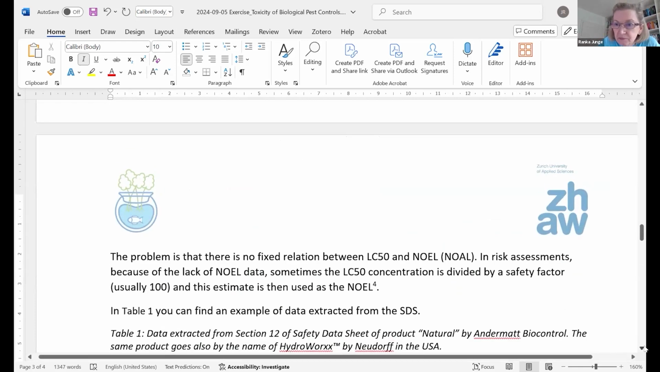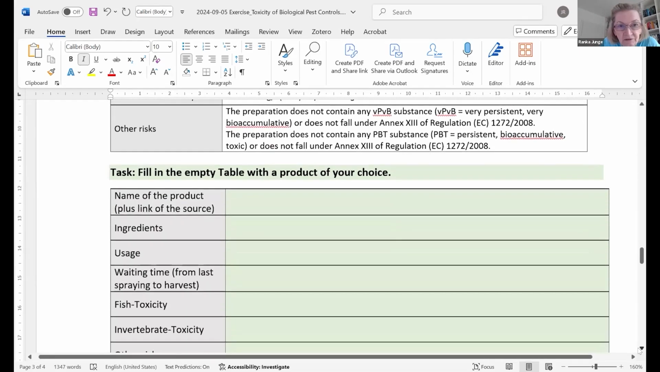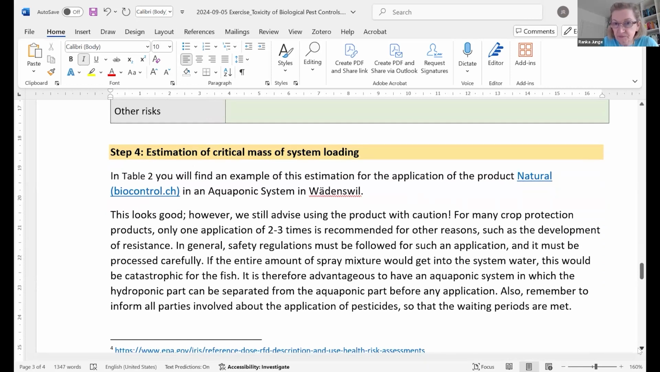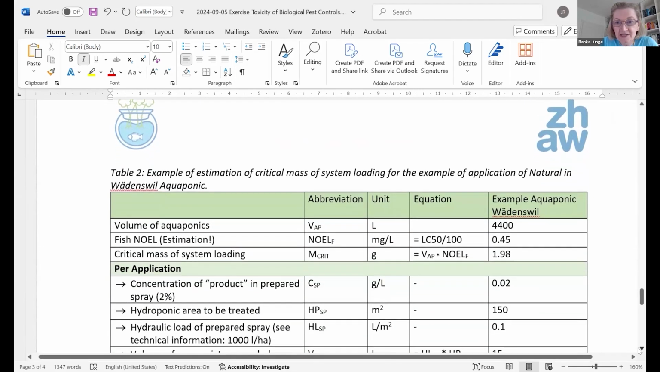Fill in the table. And now we come to the most critical step, estimation of critical mass of system loading. Here is an example.